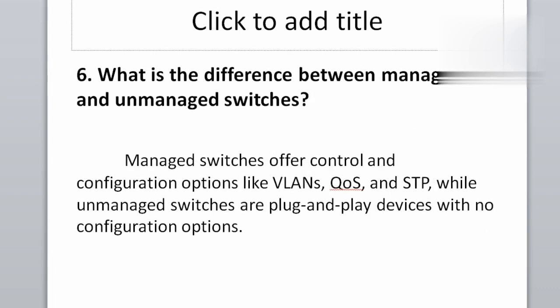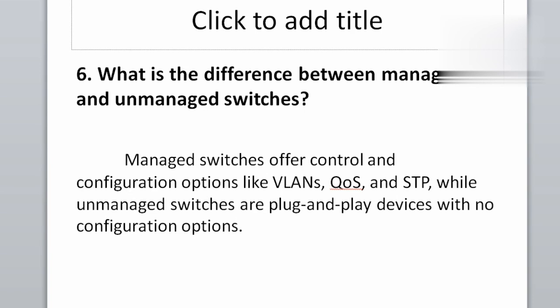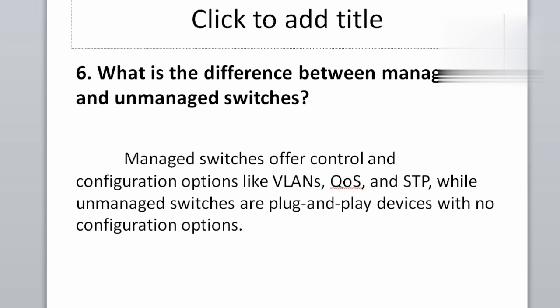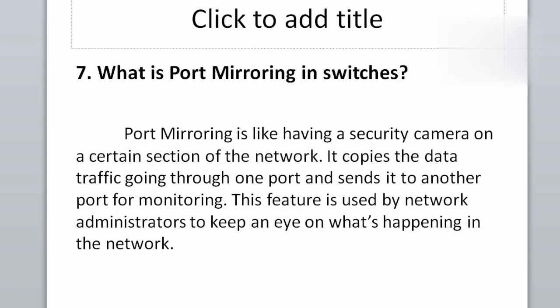Sixth question is, what is the difference between a managed and unmanaged switch? In a managed switch we can configure manually. In an unmanaged switch, there is no configuration part. So in a managed switch we can configure VLAN, STP, VTP, QoS, but there are no functions to configure VLANs in an unmanaged switch.